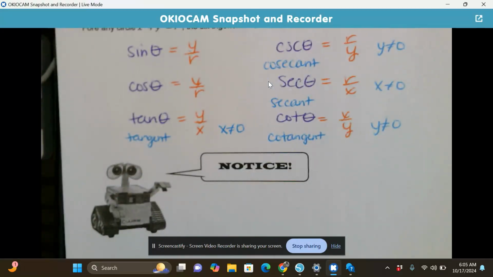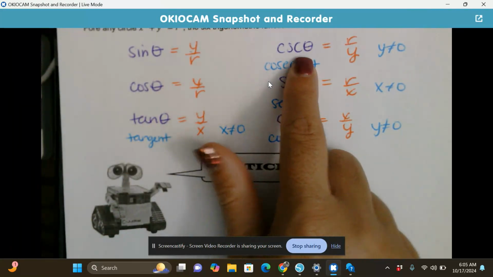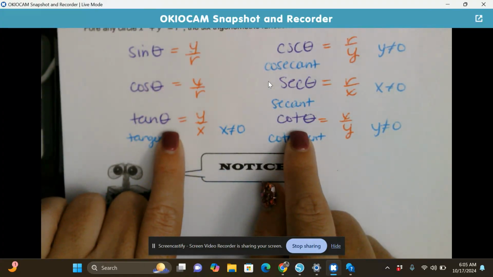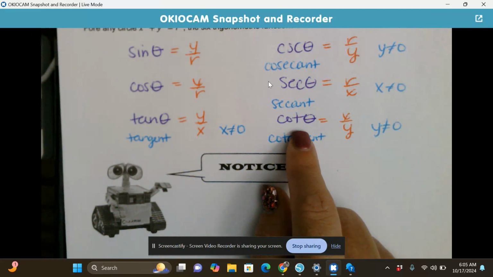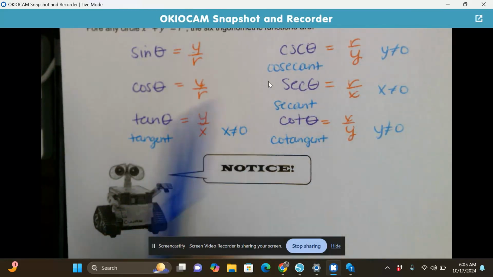All right, so a couple things you need to notice up here, and that's why I write them the way I write them. If you notice that sine and cosecant are across from each other, cosine and secant are across from each other, and tangent and cotangent are across from each other, and that is intentional. And whenever we do our problems down here, it will be intentional there as well, just because it makes it a little easier to see a very important relationship.